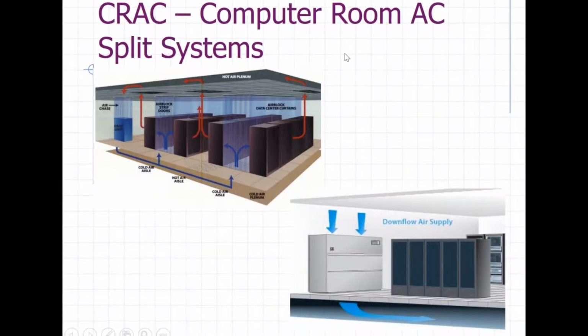Your CRAC units, which are referred to as your computer room air conditioning systems. Typically, you would have a raised floor within a computer room, and then you would discharge cold air into the floor, and then the cold air would be discharged through grills in the floor, and the hot air rises to the ceiling and into the ceiling plenum and back to the CRAC unit.